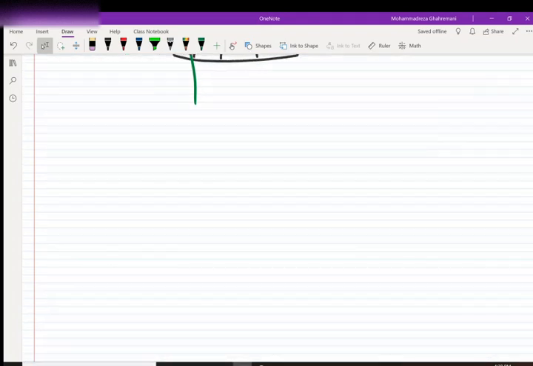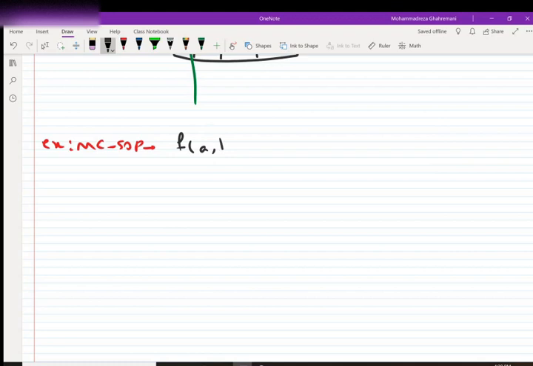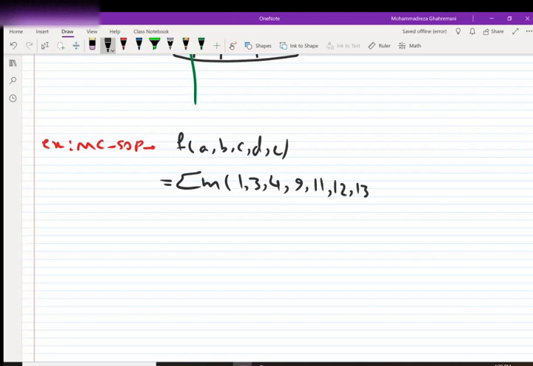Okay, let's see one 5 variable function. Find the minimum cost sum of product for this function. F of A, B, C, D, E is equal to sigma of minterms 1, 3, 4, 9, 11, 12, 13, 15, 17, 19, 22, 25, 27, 29, 30, and 31.